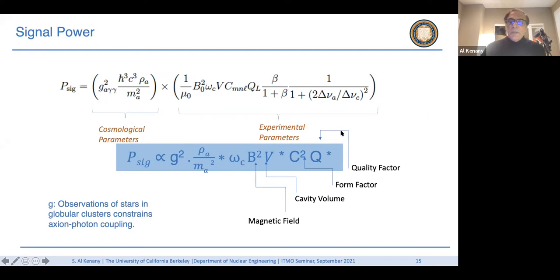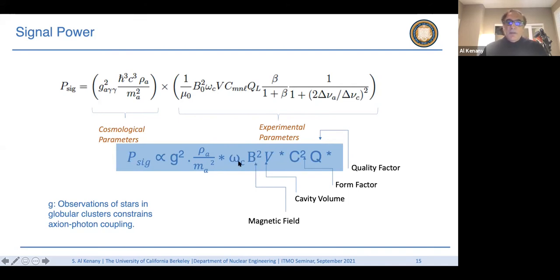But more importantly are the experimental parameters. What can we control in the lab? The important part for cavity design, of course, is the cavity volume. That's one parameter that we can control. Then the power of the signal increases with the square of the magnetic field. That's good. It means the higher the magnetic field we apply, the more we can improve our signal, which is actually the signal to noise ratio.